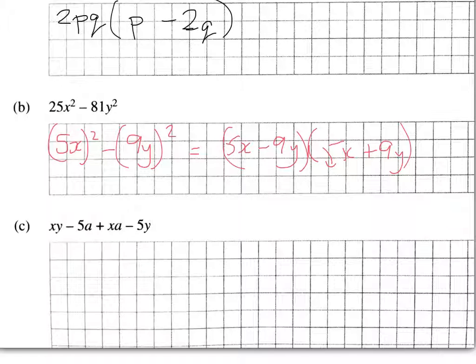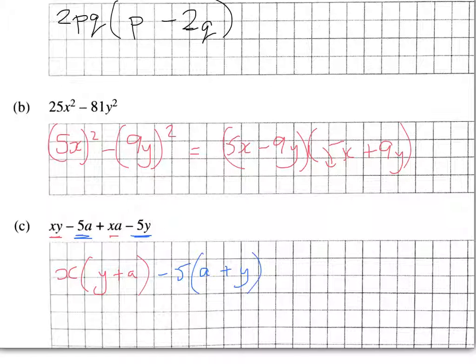So what do we have for these two terms as a common factor? It's x, and we have y plus a as the other factor. For minus 5a and minus 5y, well, minus 5 is the common factor, and we have a plus y.